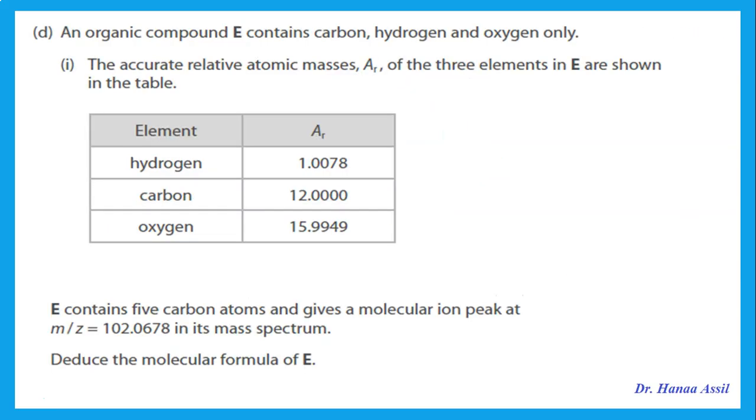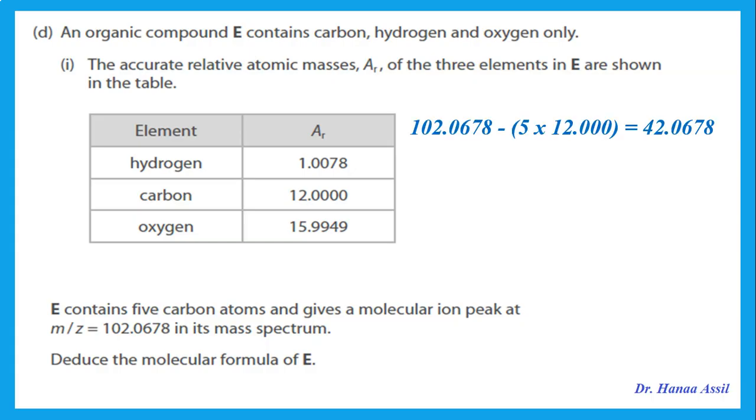An organic compound E contains carbon, hydrogen, and oxygen only. The accurate relative atomic masses of the three elements are shown. E contains 5 carbon atoms. It has a total Mr of 102.0678. In the mass spectrum, deduce the molecular formula of E. So we know it has carbon, hydrogen, and oxygen. And we know it has 5 carbons.